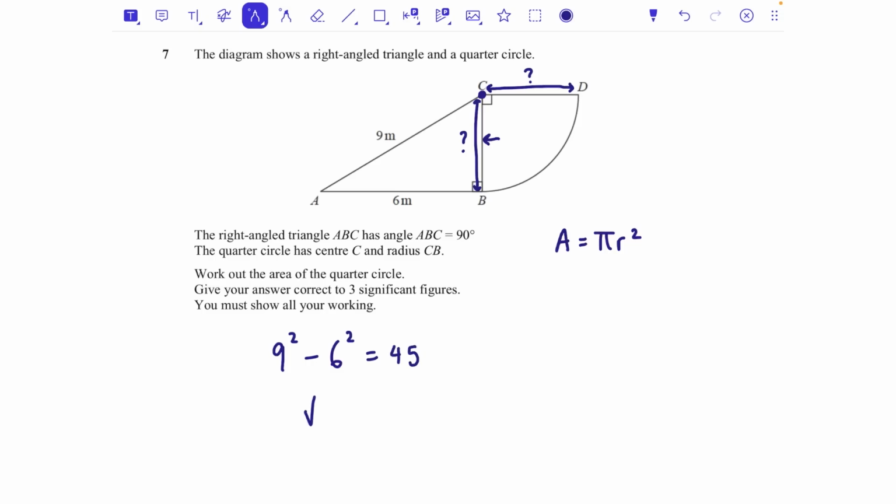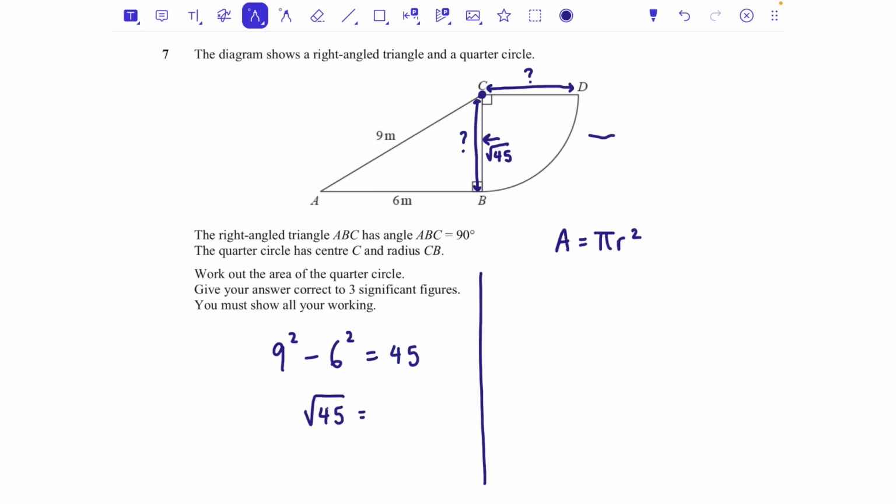We then need to square root that 45. Now you can square root it, and that will give you a decimal, which you then need to write down lots of figures. I'm going to keep it as root 45, because I think that's really nice and accurate for us typing into our calculator in a minute, because we're going to have to go on. Never round any answer until you get to the very end of the question.